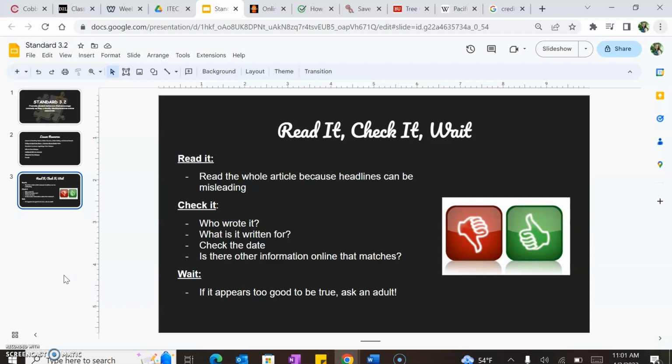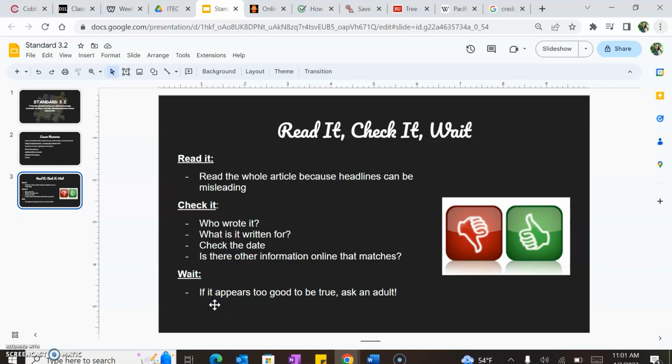The last step is to wait. If the information appeared too good to be true, they needed to ask an adult to determine the credibility. Once students went through the read it, check it, and wait methodology, they determined that the tree octopus was not real.